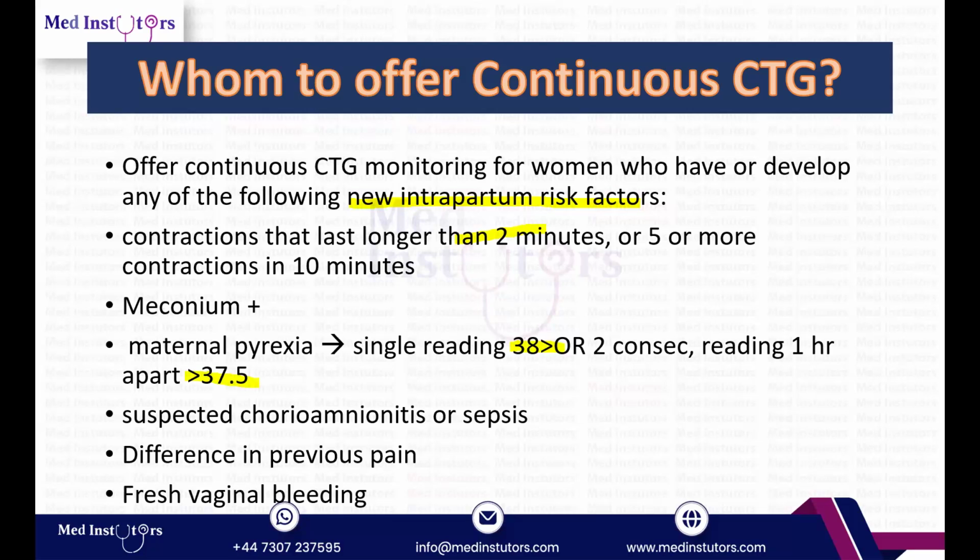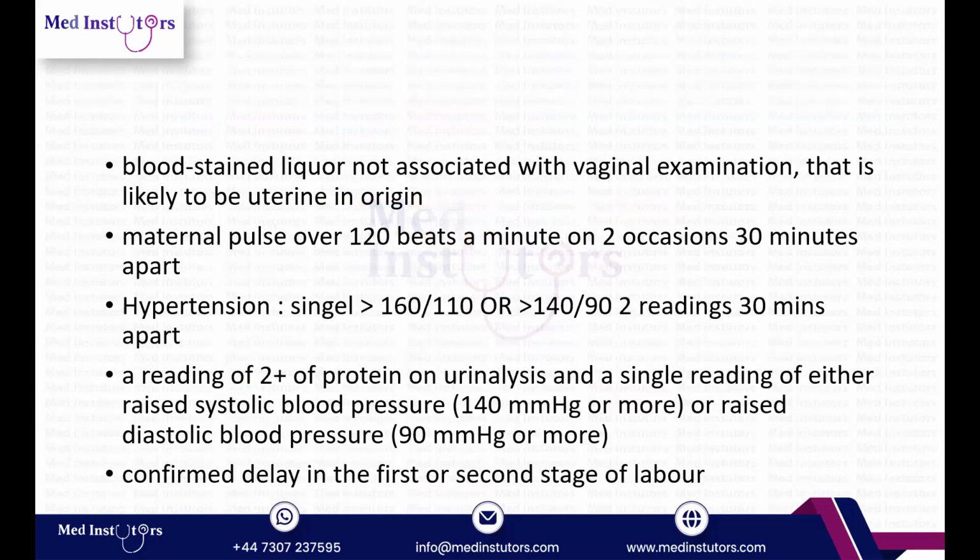They've put this point: if that woman feels a pain which is much more than what she was initially feeling, then also you can offer a continuous CTG. Fresh vaginal bleeding, blood stained liquor not associated with vaginal examination, that is likely to be of uterine origin. Pulse of the mother more than 120 beats per minute, taken on two occasions, 30 minutes apart.